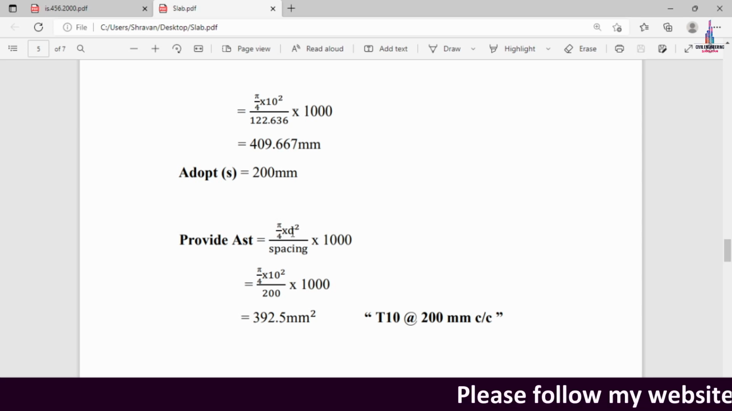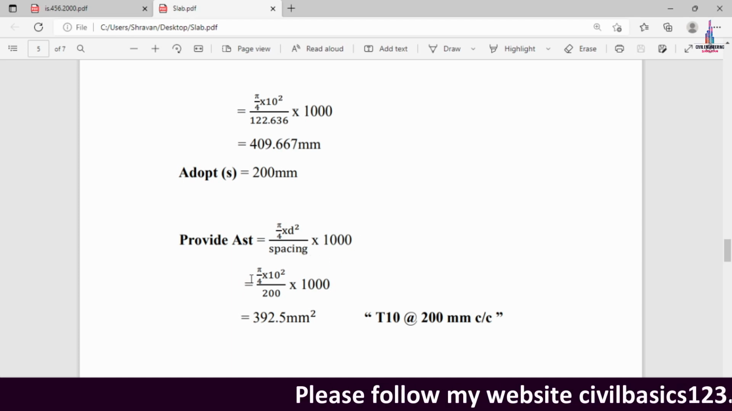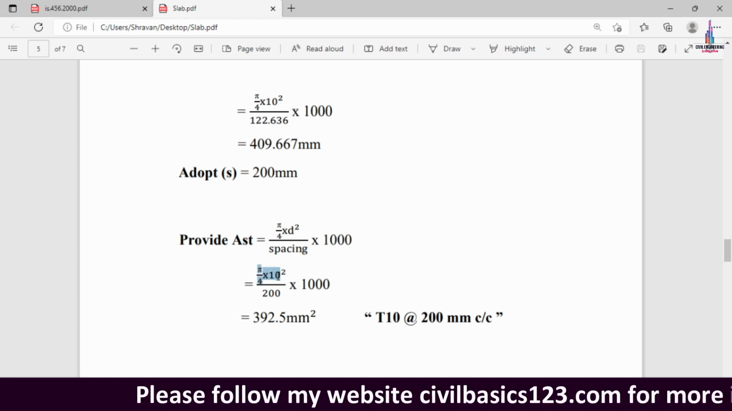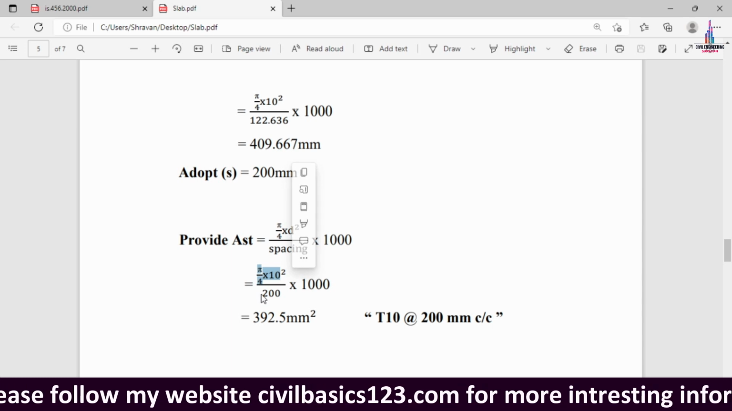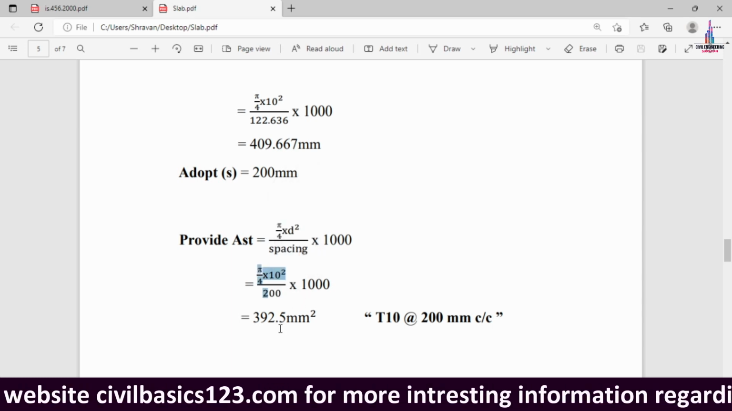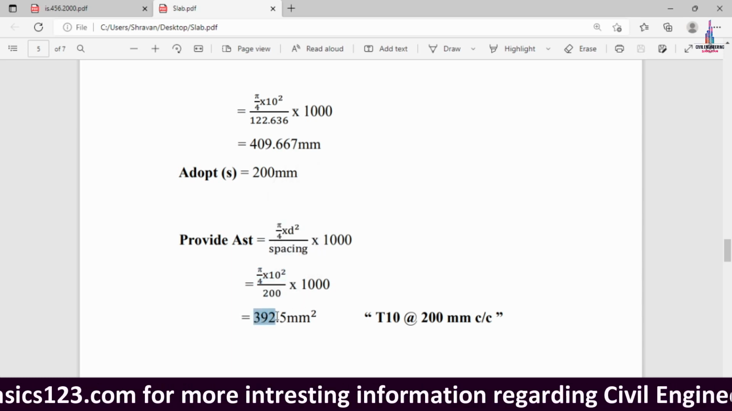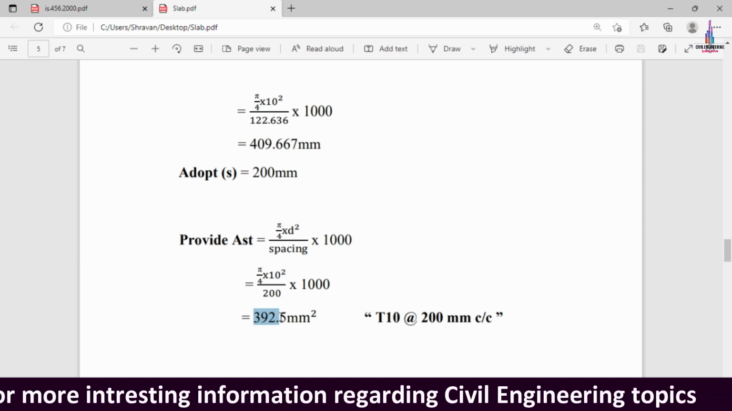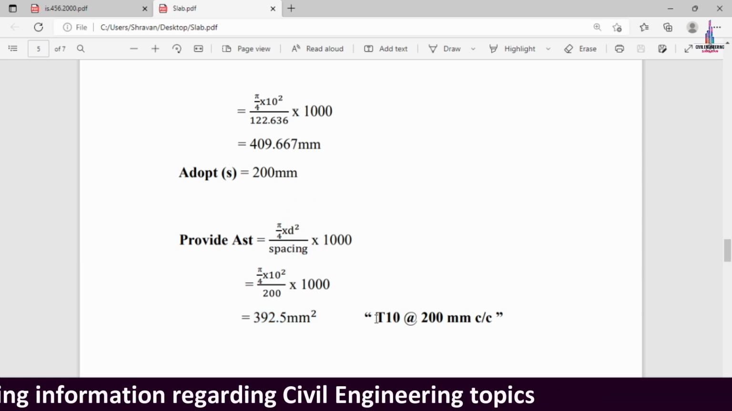Okay, so Ast provided equals pi by 4 into D square divided by spacing, multiplied by 1000. We know the spacing value as well as the diameter of the bar. If you substitute the values, you will get approximately 392.5 mm square.